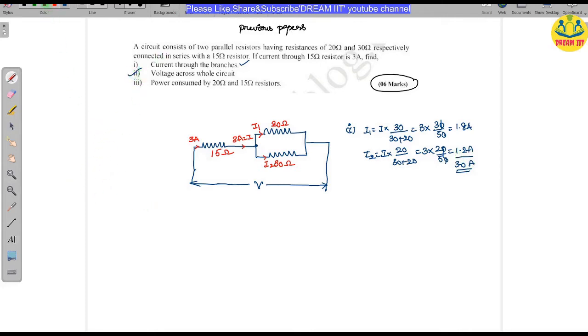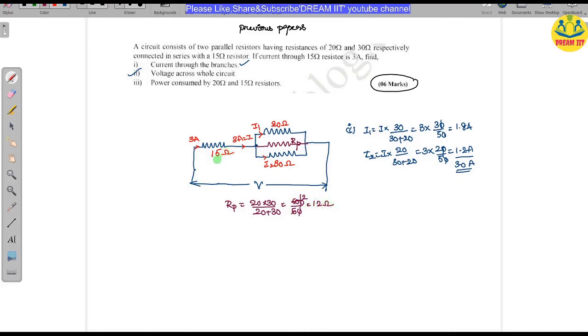For finding the voltage across the whole circuit, first I am converting this parallel resistance into one equivalent resistance. I am giving it the name RP. So first I will find RP. What is RP here? RP is equal to 20 in parallel with 30, meaning 20 into 30 divided by 20 plus 30. So it is 600 divided by 50. So it is 12 ohms.